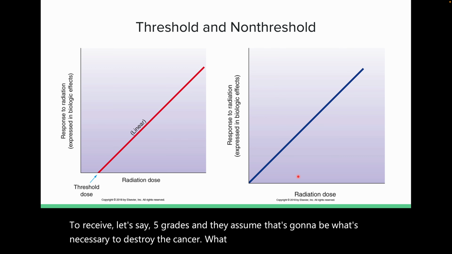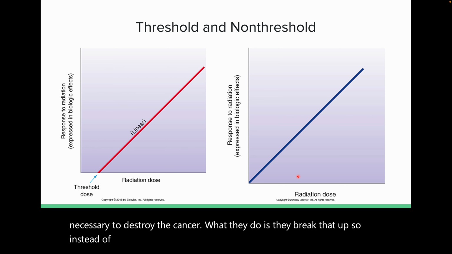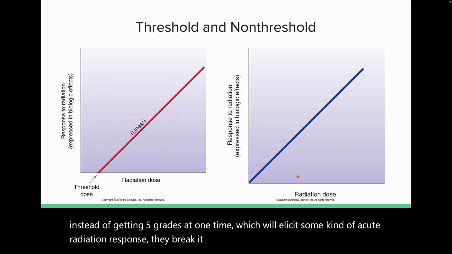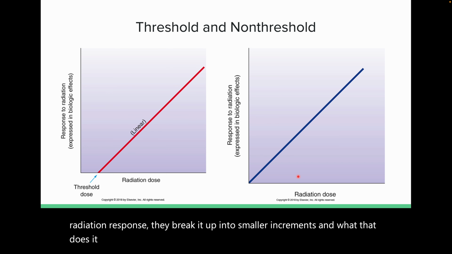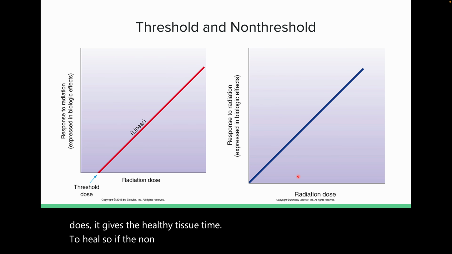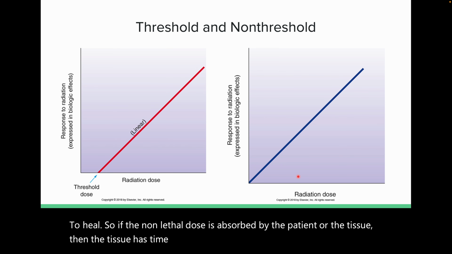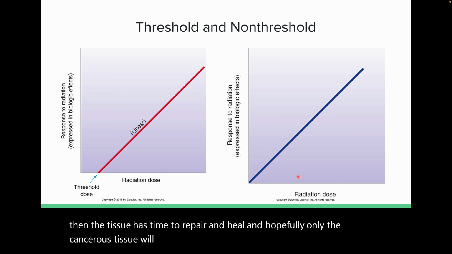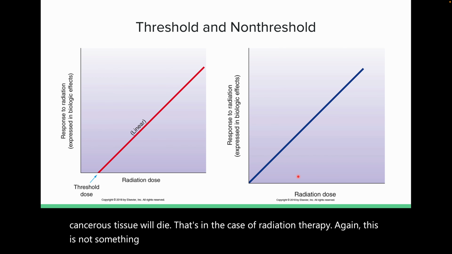What they do is they break that up. So instead of giving 5 grays at one time, which will elicit some kind of acute radiation response, they break it up into smaller increments. And what that does is give the healthy tissue time to heal. So if a non-lethal dose is absorbed by the patient or the tissue, then the tissue has time to repair and heal, and hopefully only the cancerous tissue will die. That's in the case of radiation therapy. Again, this is not something that we use in radiography or medical imaging. However, it is one of the considerations.